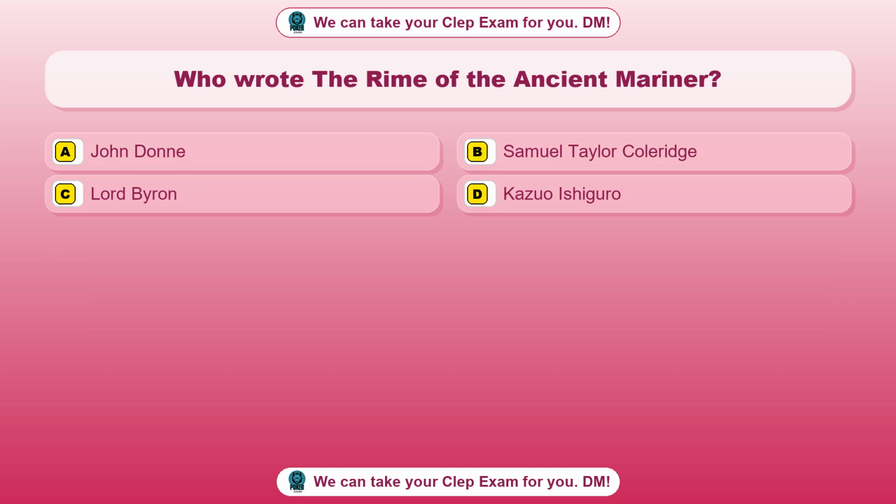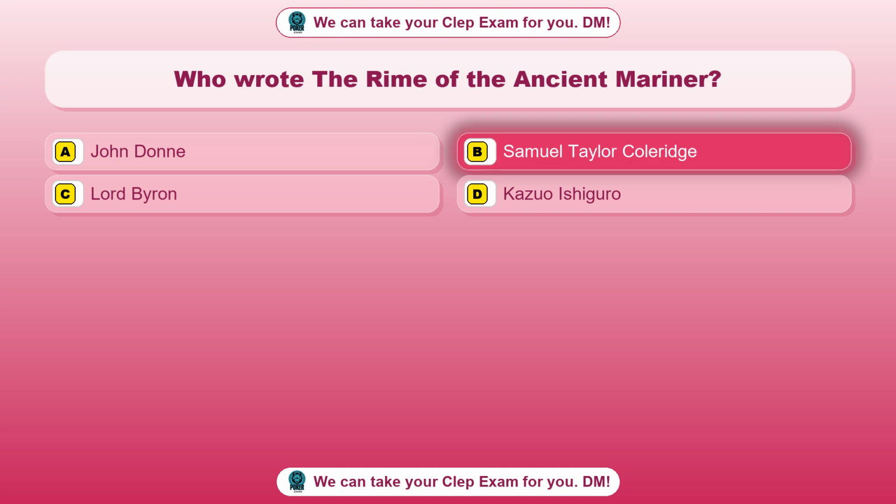Question 8. Who wrote The Rime of the Ancient Mariner? Option A, John Donne. Option B, Samuel Taylor Coleridge. Option C, Lord Byron. Option D, Kazuo Ishiguro. The correct answer is option B, Samuel Taylor Coleridge.